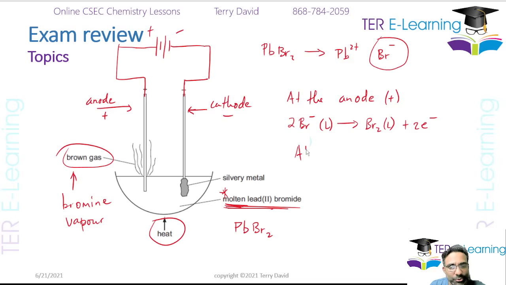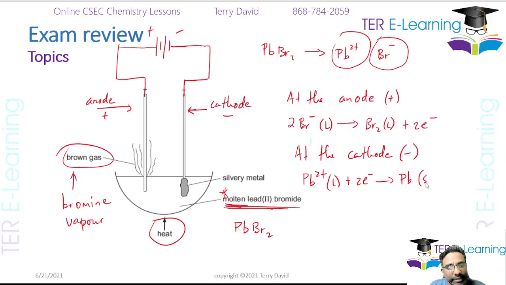Now at the cathode, which is your negative electrode, the only ion you have left now is Pb2+. So what's going to happen here is Pb2+, again liquid, not aqueous, plus 2 electrons produces Pb solid. So you see this silvery metal that they say here? That silvery metal is lead. That's what you're going to be producing here. So you need to be familiar with this diagram. In this particular case, you are heating your electrolyte until it melts.